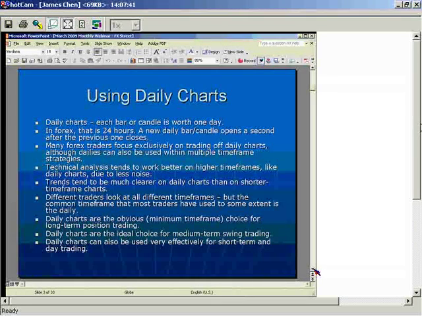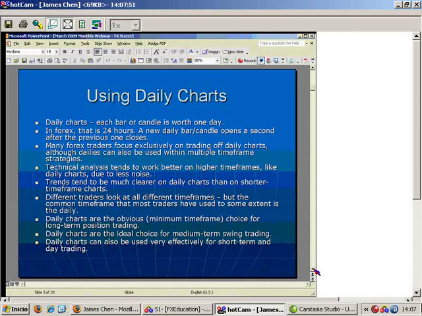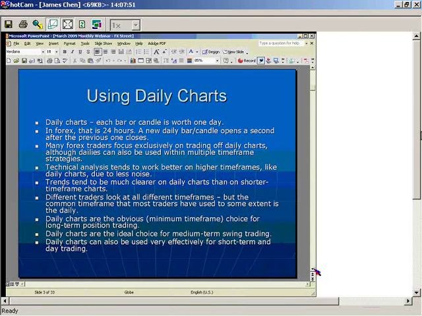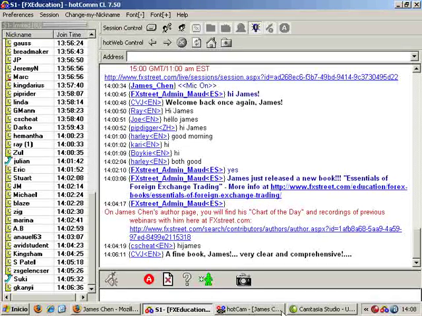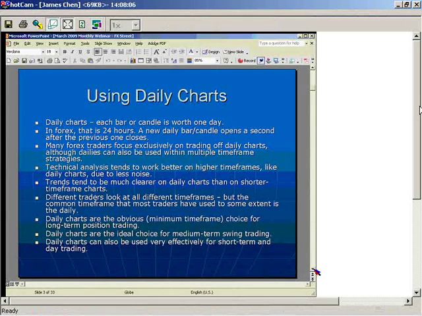Now, many Forex traders focus exclusively on trading off daily charts, although dailies can also be used within multiple time frame strategies. I also have another webinar here on fxstreet.com, a recorded webinar that you can take a look at. It's called Multiple Time Frame Trading. On that, I often use the daily chart as one of the anchor time frames, because if you've seen my chart of the day, you may be familiar with the fact that I've almost exclusively used the daily chart for that.